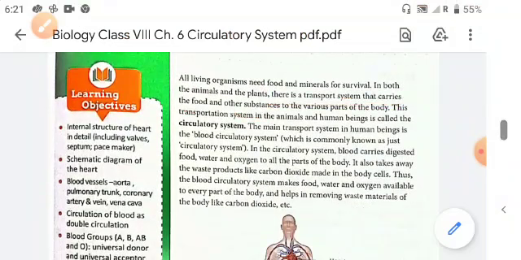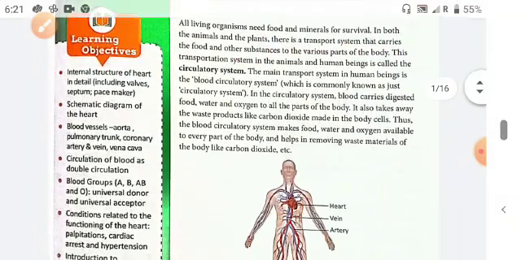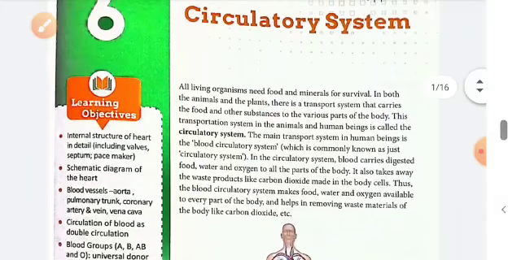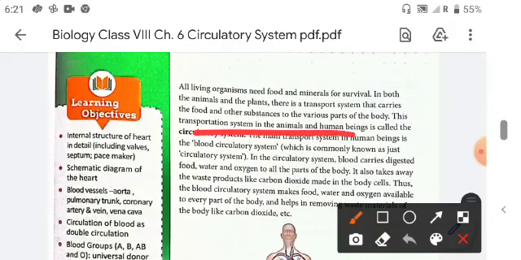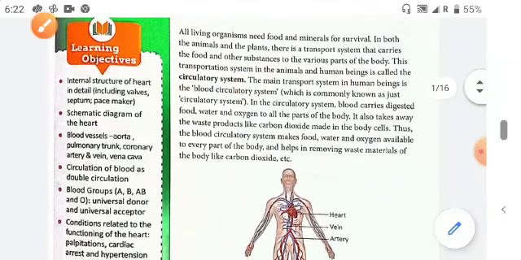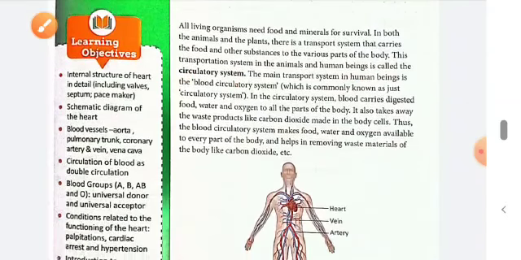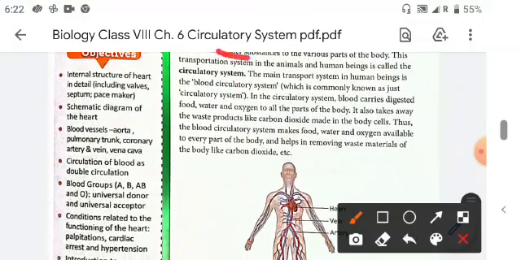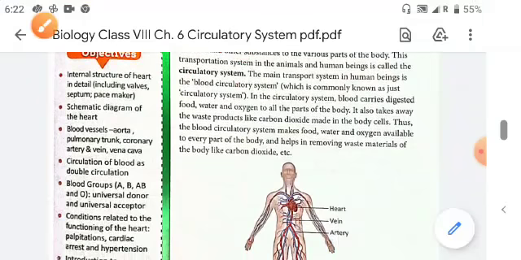That means how blood circulates and how food particles, food, water and other things move from one place to another place of the body. This is called the circulatory system. Now, the transportation system in animals and human beings is called the circulatory system, and it is the transportation of food and other substances.